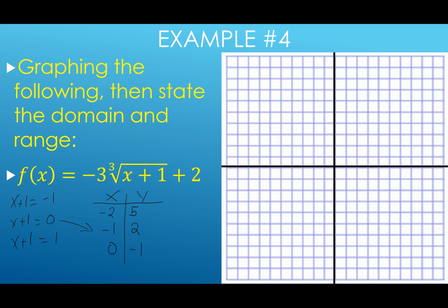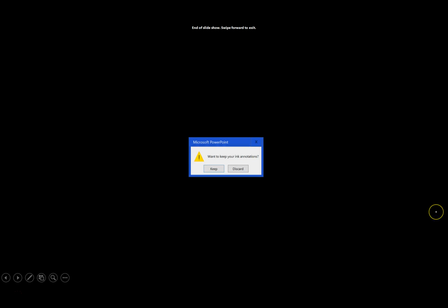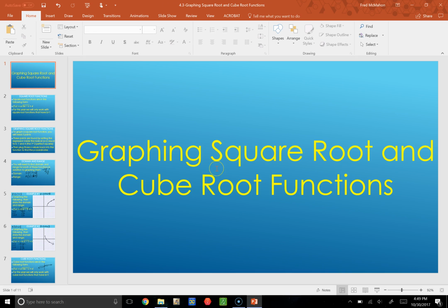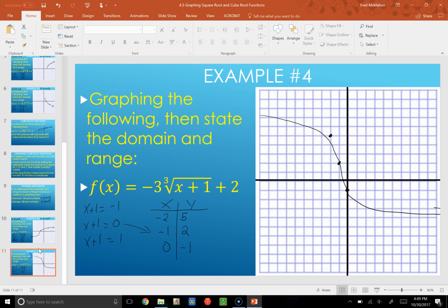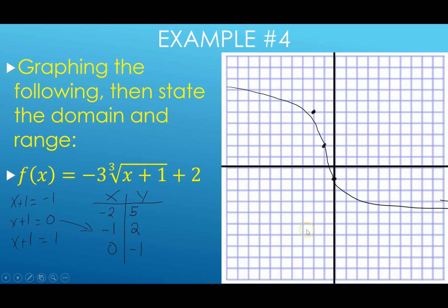So we plot that, negative 2, 5, negative 1, 2, and then 0, negative 1. So we know this is going to be the same general shape. It's going to be kind of something like that. Oops. Okay, hold on. For some reason it decided to end the slideshow. So there we go. There's our graph.